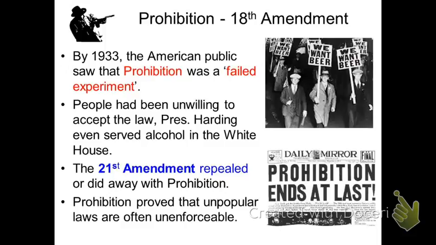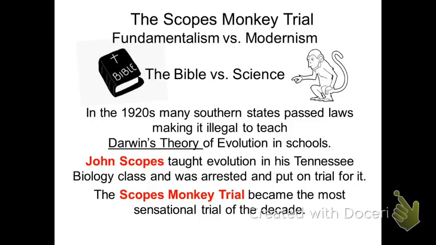The Scopes monkey trial. We have discussed this previously in the vocabulary terms and other places. Essentially, what it revolves around is that John Scopes taught evolution to a biology class in Tennessee where it was against the law. He was arrested, tried, and found guilty. He was ordered to pay a small fine, which he never did, and a year or so later, the verdict was overturned. The Scopes monkey trial became the most sensational trial of the decade and probably the century.